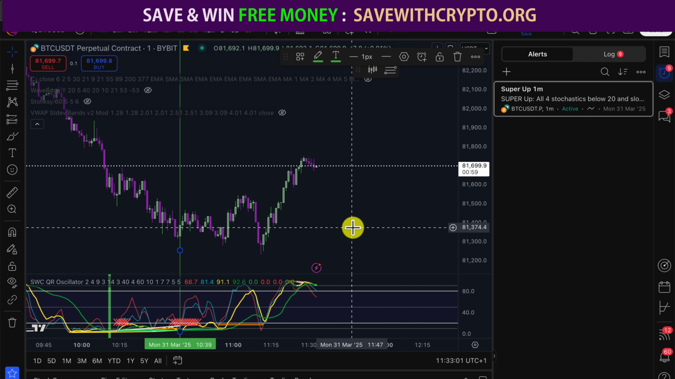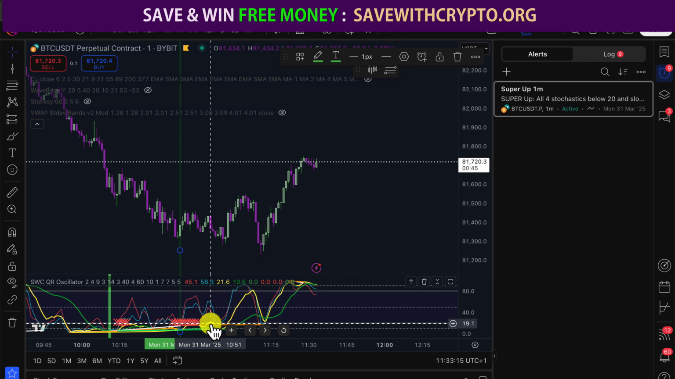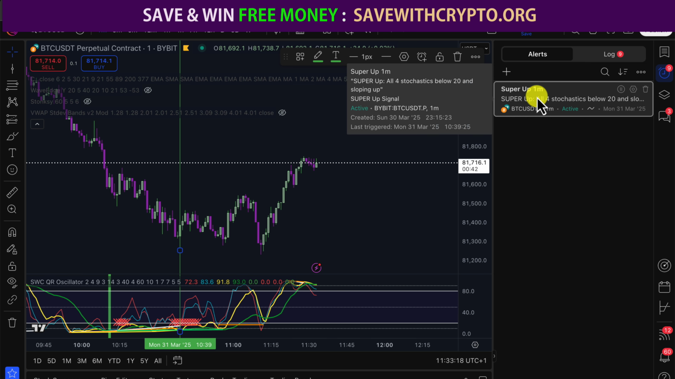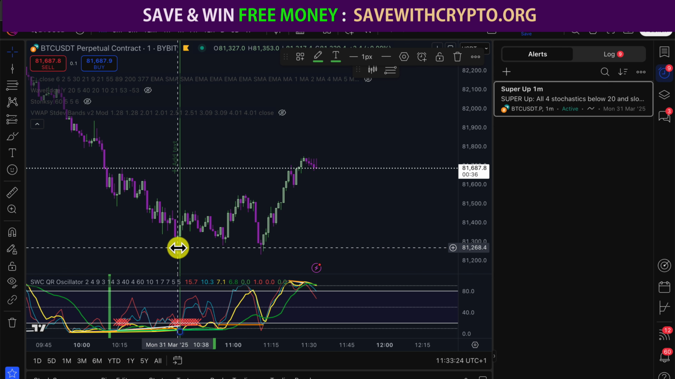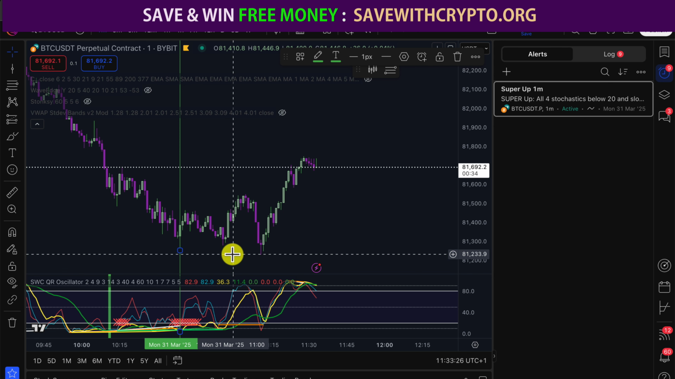Now, this morning, we got a signal that is one of the strongest signals you can get from the indicator. Unfortunately, this is one of the things that isn't actually working on the actual chart itself. It's this one called Super Up. I've got an alert set, and this alert triggered this morning at 10:39. And I put this green vertical line here at 10:39 to show you where it triggered.